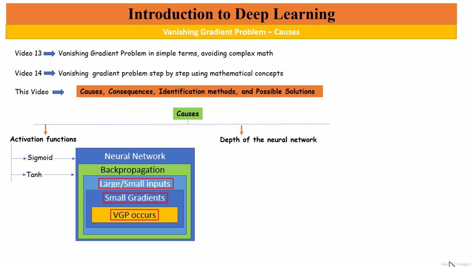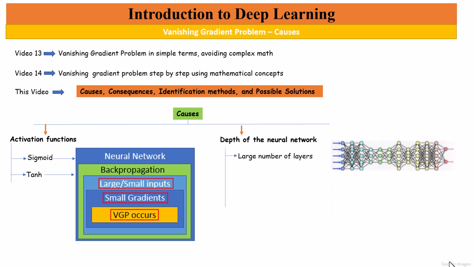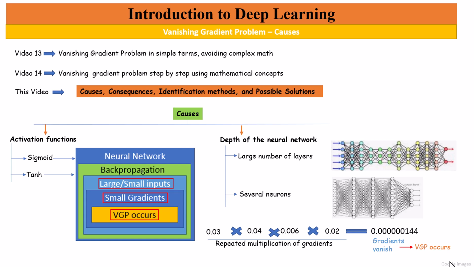Depth of the neural network may also cause vanishing gradient problem. In networks with a large number of layers or several neurons, gradients must pass through many layers, and repeated multiplication of small derivatives can cause them to vanish.